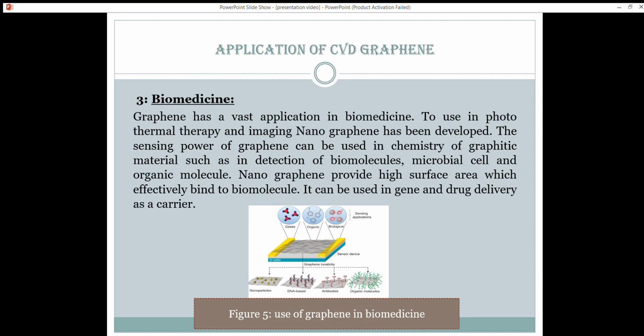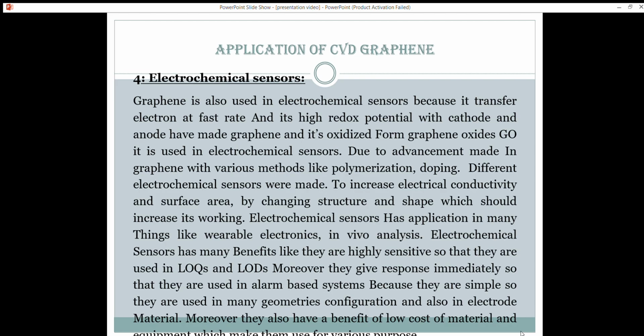Figure 5 shows the uses of graphene in biomedicine. Like sensing applications may be biological, organic, or gases. Then sensor device graphene tunability may be nanoparticles, DNA based, antibodies, or organic molecules. Moving next, we will see application of graphene in electrochemical sensors.